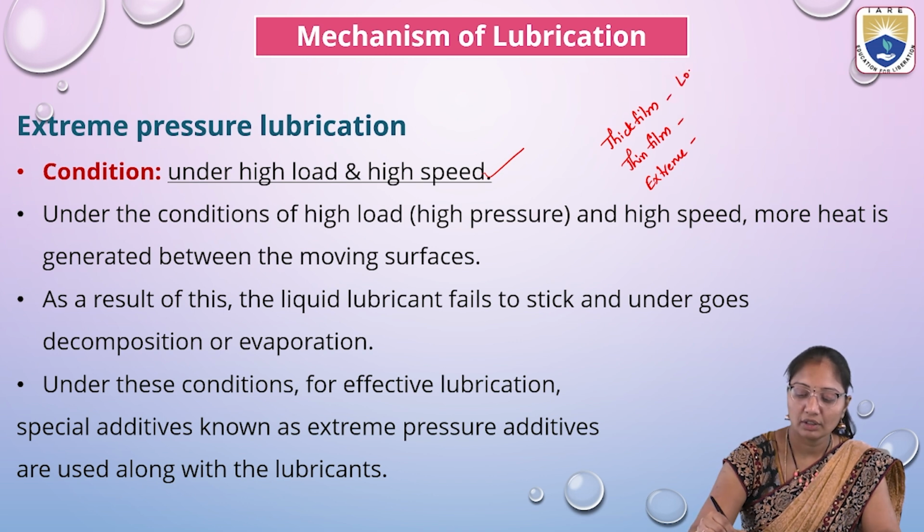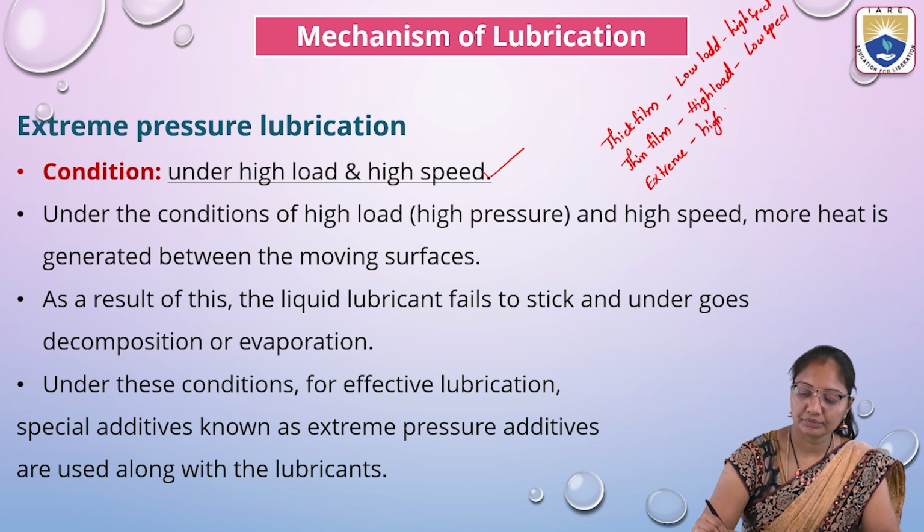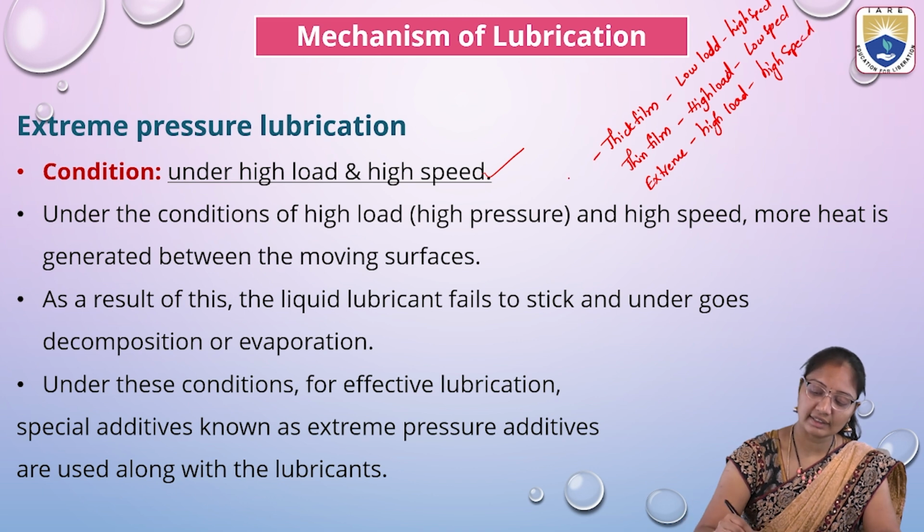First one is low load, high speed. Thin film means high load, low speed. Here, high load, high speed. So this is the simple difference. If we see the thickness, for thick film it should be 1000 angstroms. For thin film, it should be 20 to 30 angstroms.